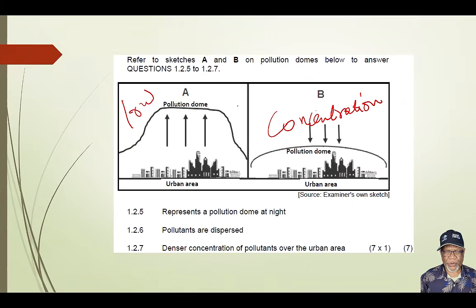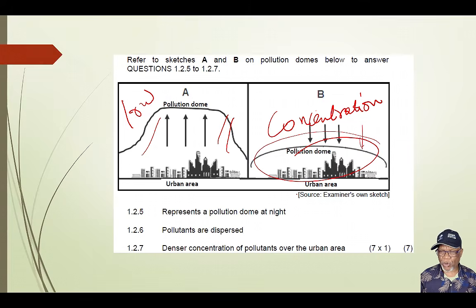Now, let's say they say A and B, you must choose the correct answer between A and B. Represent a pollution dome at night. This will represent the pollution dome at night because the air at night is colder and the air is subsiding, and then pollutants are dispersed. Here it is during the day. Because the pollution dome is higher, the pollutants will be dispersed in the atmosphere. Denser concentration of pollutants over the urban area. So the pollutants will be denser here because they are concentrated over a smaller area.